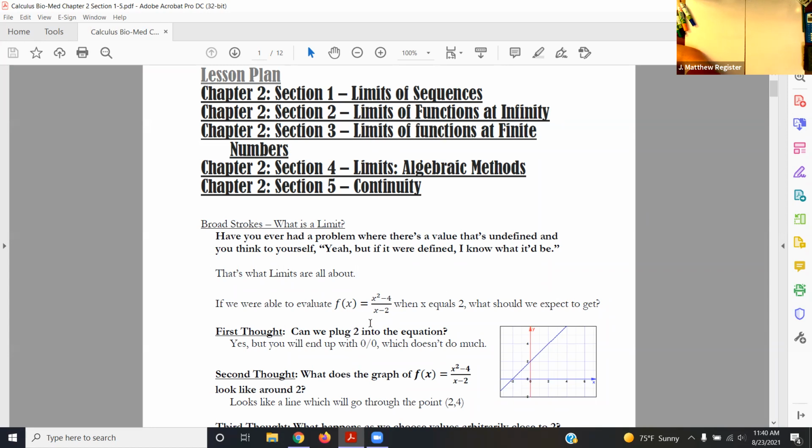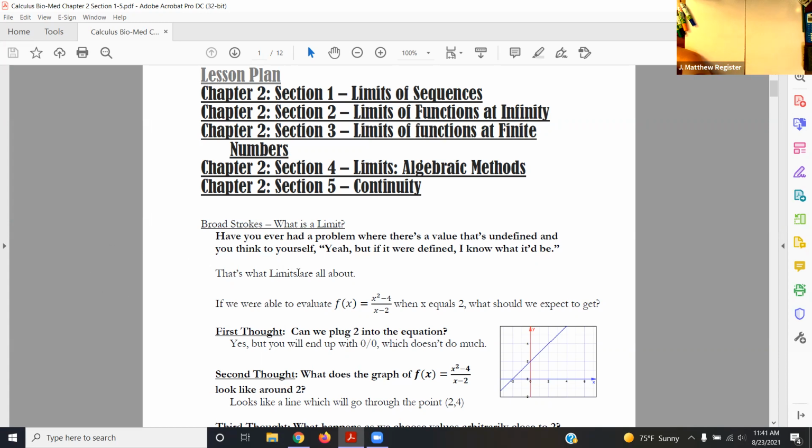And here's a simple example. Consider the function f of x equals (x squared minus 4) over (x minus 2). And the question is, what happens when x is equal to 2? Now, there's a few ways we can think about this. Initially, we can just think what happens when we plug 2 into the equation. And we get something which is undefined. We get 0 divided by 0. And so automatically we know we cannot plug 2 into this equation.